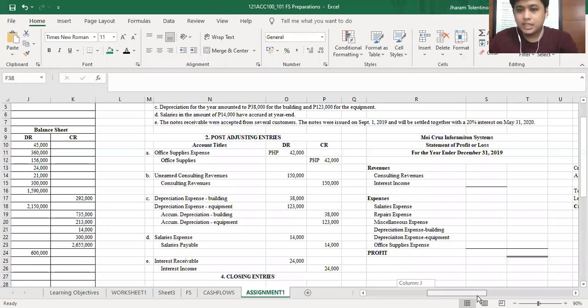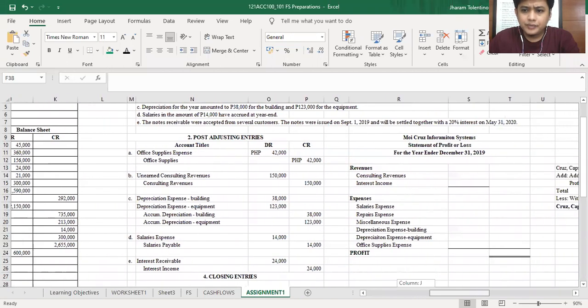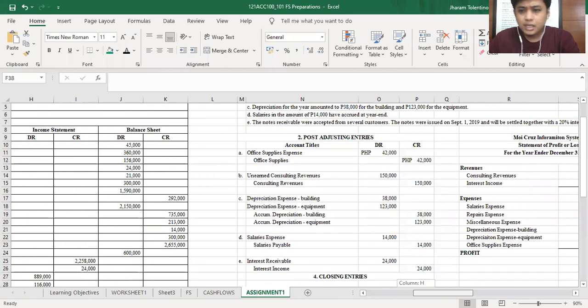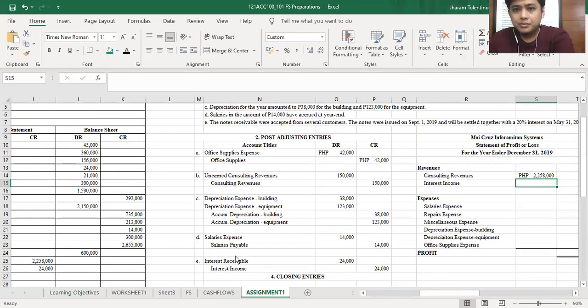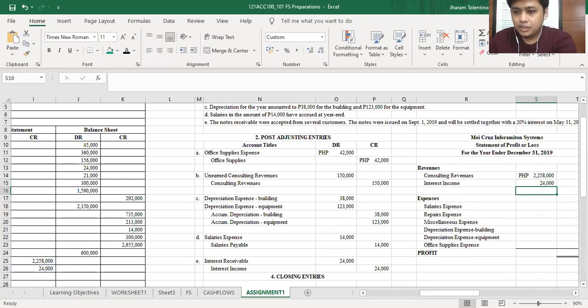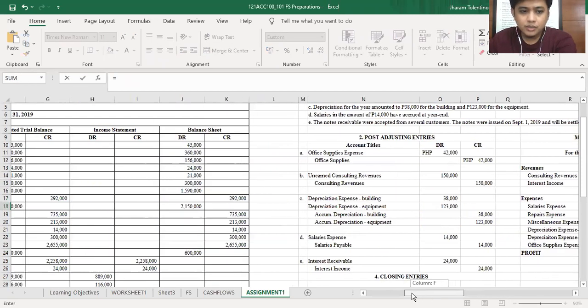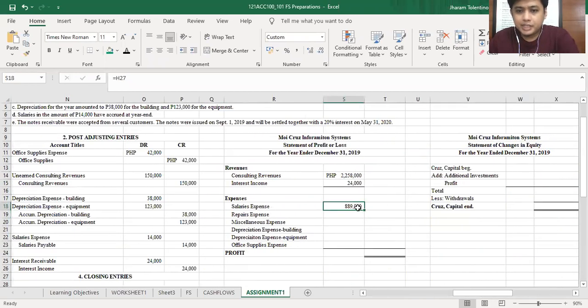So we have here consulting revenue, interest income. All you need to do is copy. So we have 2,258,000. Nakikita niyo pa ba? Okay, so that's 2,258,000 plus interest income of 34,000. Yan na. All you need to do is to add. Tapos yung salaries expense up to the repairs and office supplies, just copy. Yun. Kasi kapag may na-prepare ka na, madali na lang. Copy-paste mo na lang yung mga accounts.